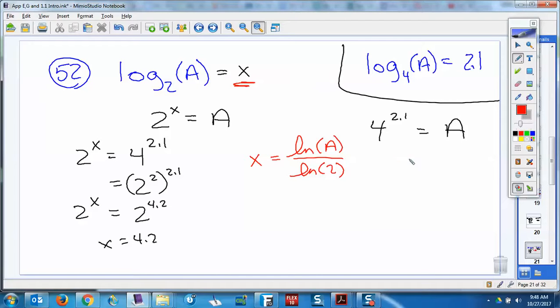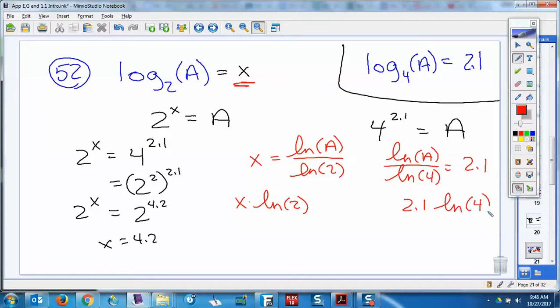And then I could do that over here, too. I could say, well, ln A over ln4 is equal to 2.1, right? So I can just do that on that side. And then I could multiply this ln2 over here, so I have x times ln2 would equal ln A. And then ln A would also equal 2.1 times ln4. Would you agree with that? So 2.1 times ln4 would equal ln A, and x times ln2 would equal ln A, so those two would have to be equal to each other.